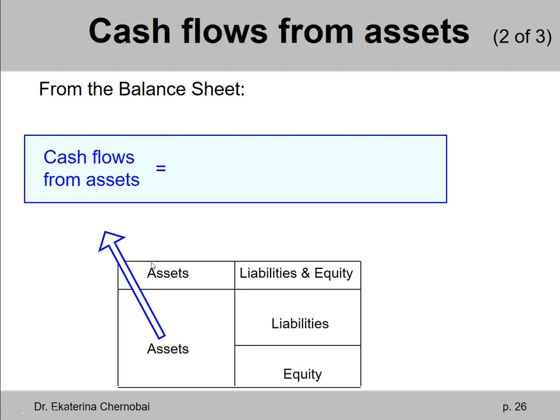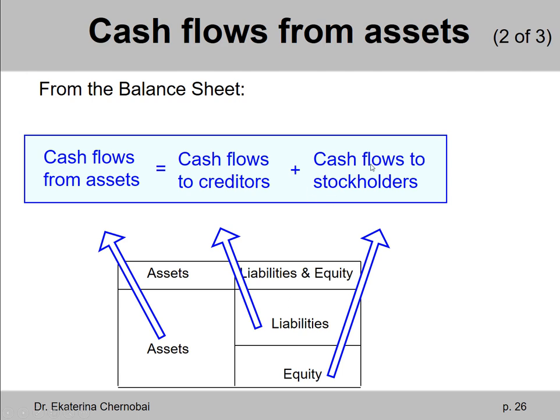Then if you go back to a balance sheet, we can say the following. All assets that we are working with, buildings, equipment, and so on, are all being used in order to bring cash flows, cash inflows, right? So these are cash flows from assets. And then what do we do with all the money that the assets generated for us? We spend it. We pay some of it to our creditors. So liabilities are like cash flows to creditors over the years. And then the rest goes as payments to stockholders, such as dividends. So cash flows from assets equal cash flows to creditors plus cash flows to stockholders.